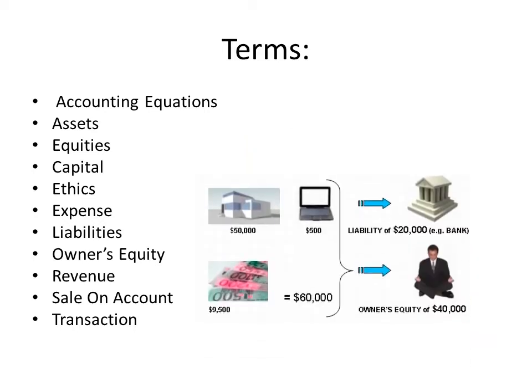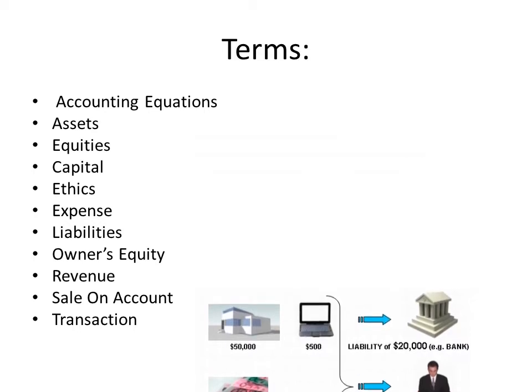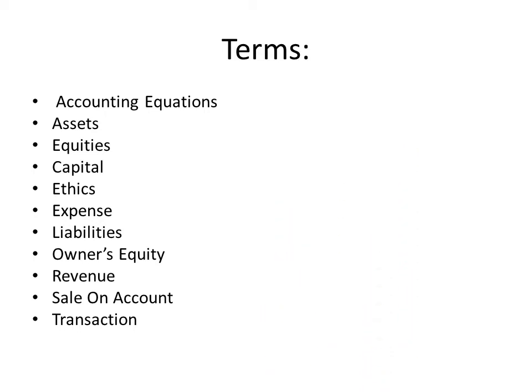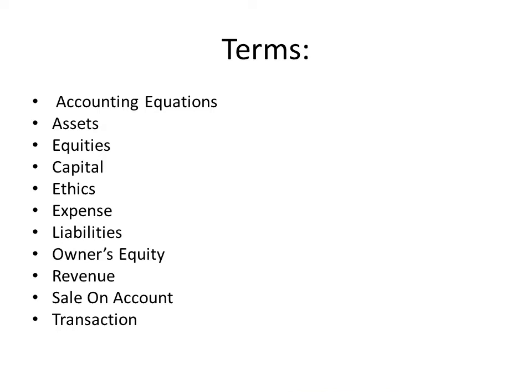Owner's equity. It's the amount remaining after the value of all liabilities is subtracted from the value of all assets. Revenue is an increase in owner's equity resulting from the operation of a business. Sale on account is going to be a sale for which cash will be received at a later date. And then finally, transaction. It's a business activity that changes assets, liabilities, or owner's equity.